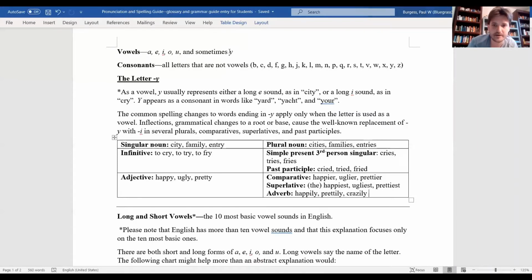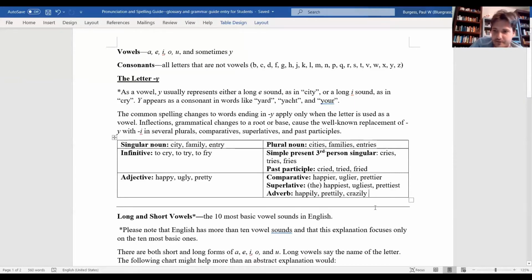Okay, so most of the time when it begins a word, that's not what's happening. Yard, yacht, your, that's a consonant. Remember, consonants are the 21 letters in English that are not vowels. In a word, though, like city, family, entry, Y is making a vowel sound. In some cases, it makes a long I sound, as in cry, try, fry, and sometimes it makes a long E sound, as in city, family, ugly, pretty. Okay, that was our detour there.